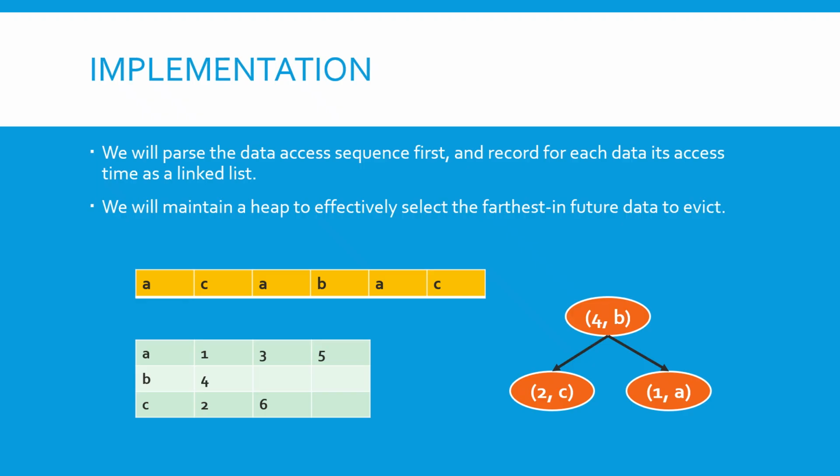In case of a cache miss, we can evict the heap maximum and insert the requested item with its next access time. In case of a cache hit, we advance that item's pointer to its next node in the linked list. Then update its key in the heap. In both cases, the next access time of an item is obtained by moving to the next node in its linked list.